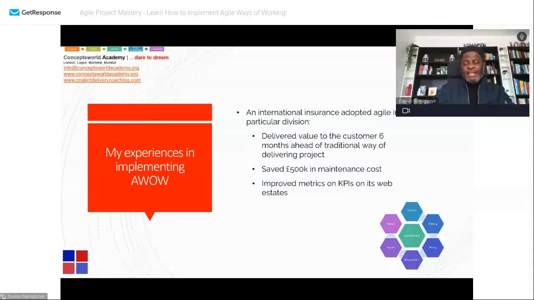One of the things that the company gained was saving $500,000 in maintenance costs, and some of the KPIs on the website, the web estates, got significant improvement, some up to 100% by the time we finished this work.